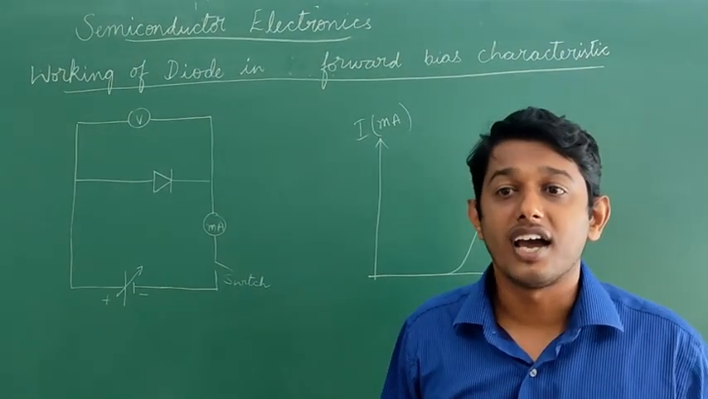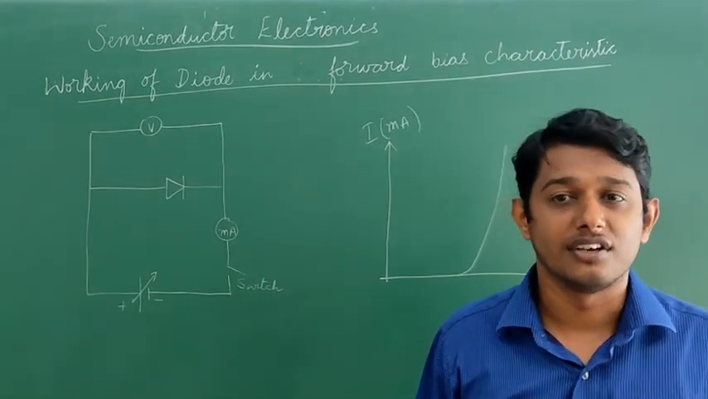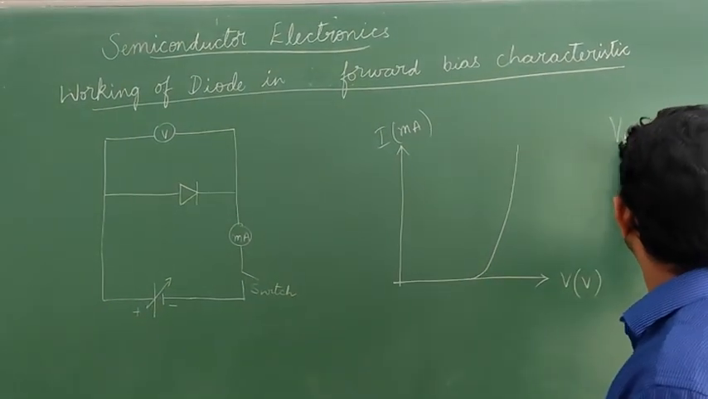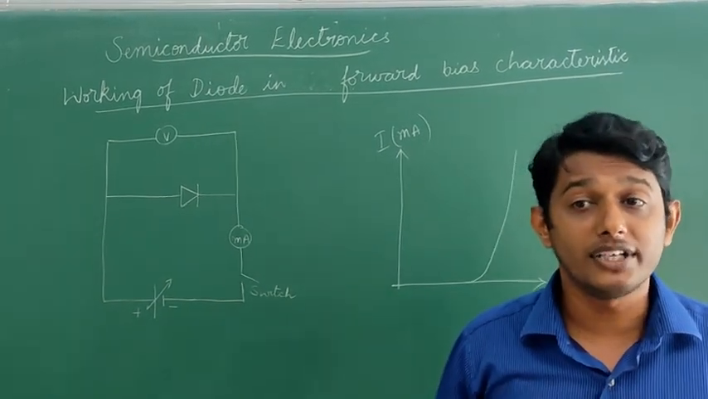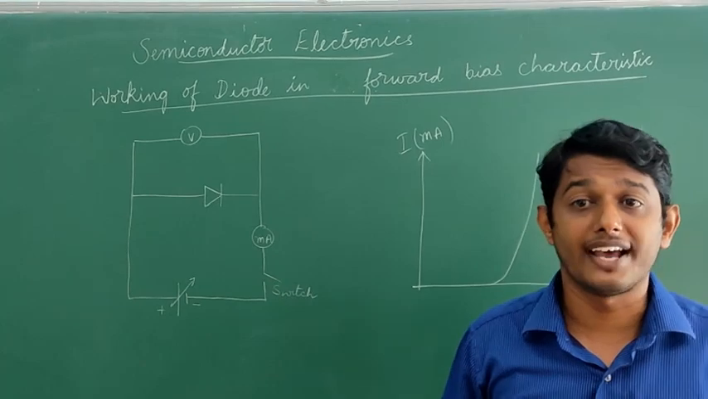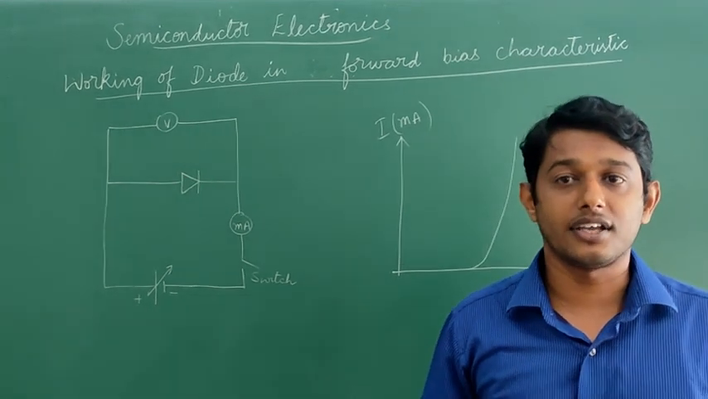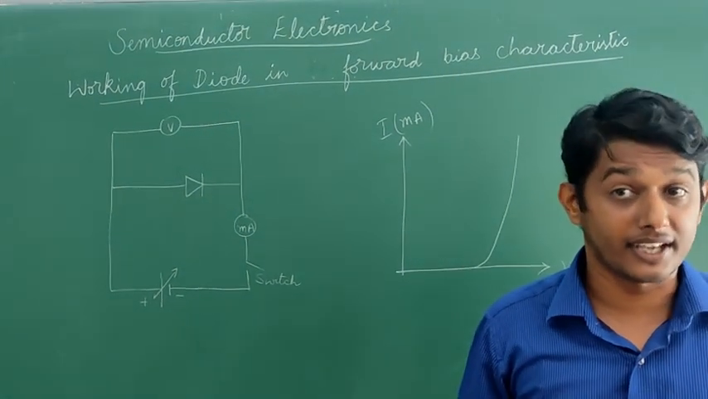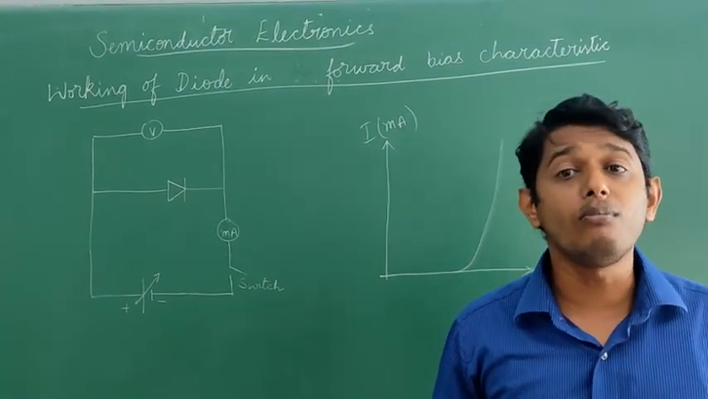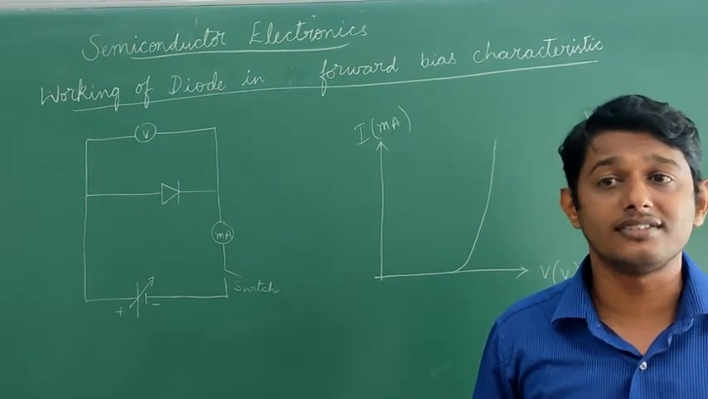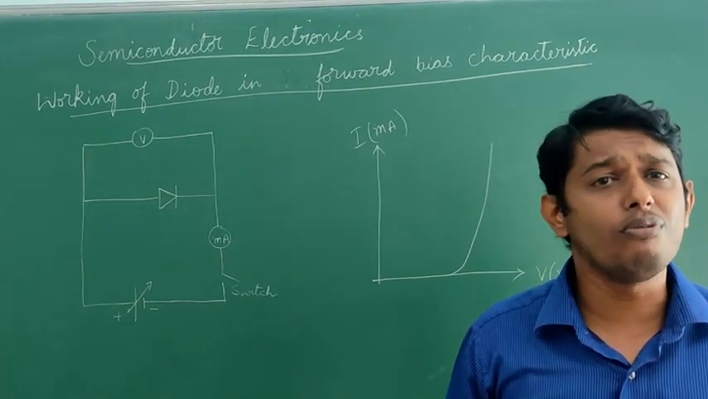The applied voltage at which the forward current increases rapidly is called the knee voltage, which is represented by VK. This is the knee voltage. After the knee voltage, the forward bias characteristic is almost linear. The forward bias resistance is very low. For an ideal diode, the forward bias resistance is almost zero.